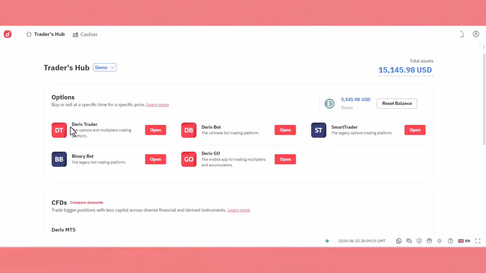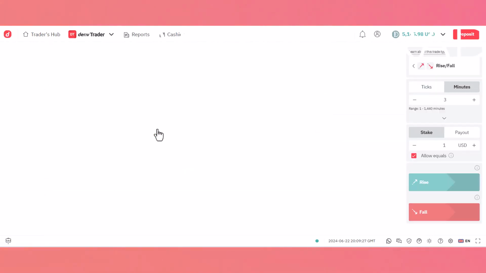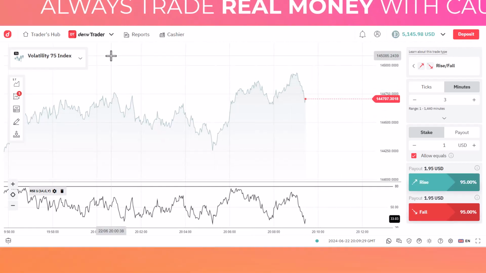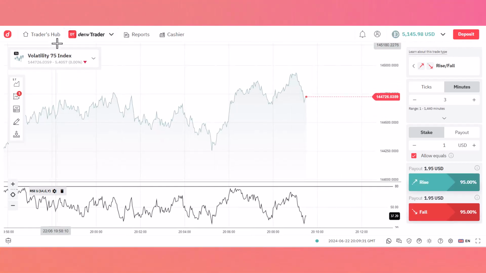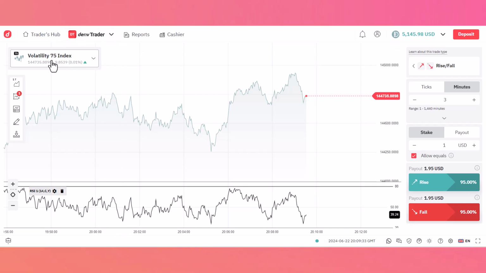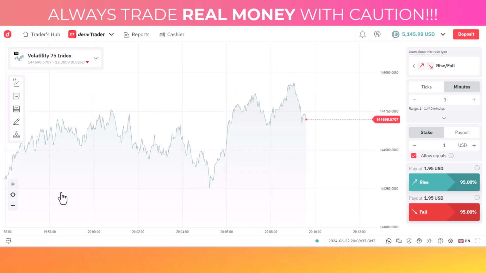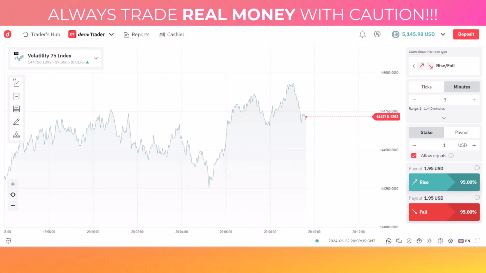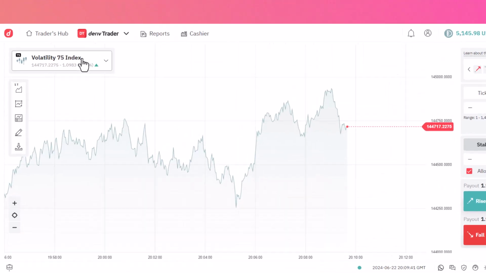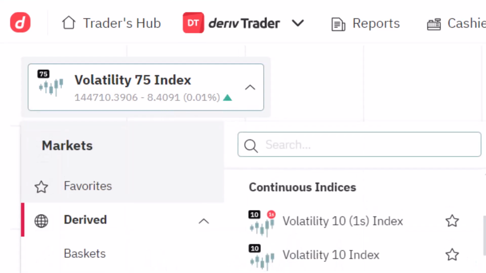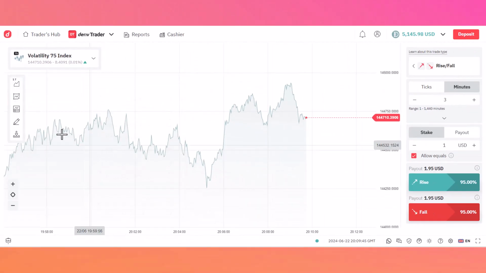Welcome. In today's video, I want to show you a particular trading strategy that I use on Deriv Trader. So if you're signing in for the first time, you're most likely going to see something like this on your screen. This is a demo account, by the way. You might not have VIX75 here, but for me, I would use 75 for this video.